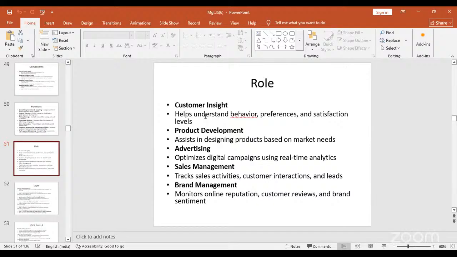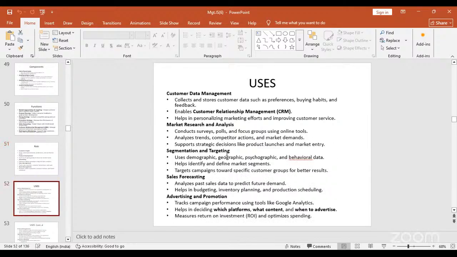Then sales management tracks the sales activities, customer interactions, and leads to more sales, or leads to effective decision making. That is sales management. Then brand management monitors online reputation, that is the feedback system, customer reviews, and brand sentiments. So what are the feedbacks of the customers regarding the product? So this is the role of the marketing IS.